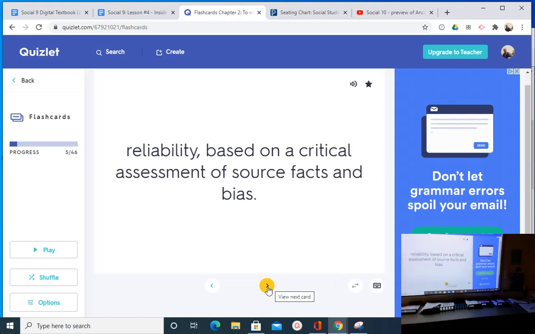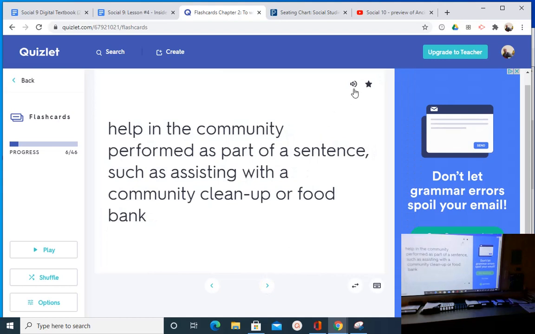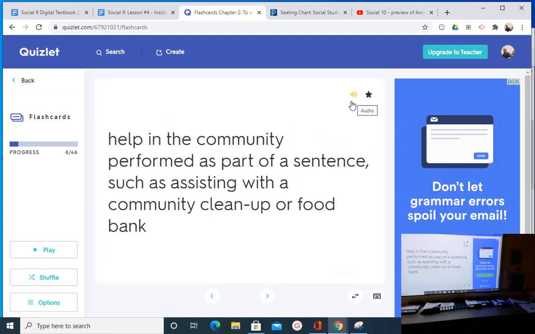Next up, let's look at the definition of the next one and see if we can come up with the term. So if you're at home and you're like, man, I don't know some of those words. Help in the community performed as part of a sentence, such as assisting with a community cleanup or food bank. So if you have troubles reading at home, you can have it read to you. This Quizlet has that audio built in. So you can have it read to you, and then you can look at it and say, okay, these are the terms we looked at this year. You can even be looking in your textbook for the bolded terms. What word might that be?